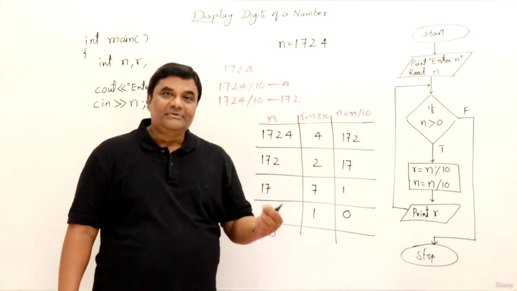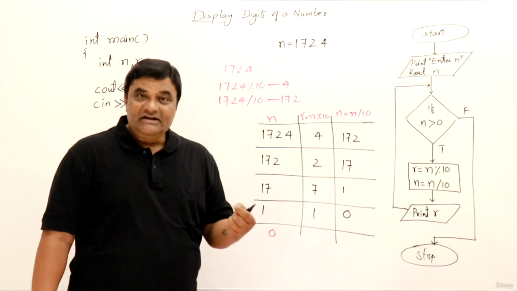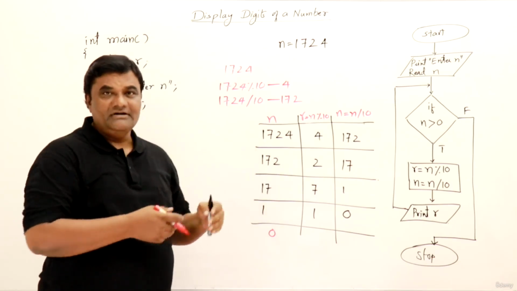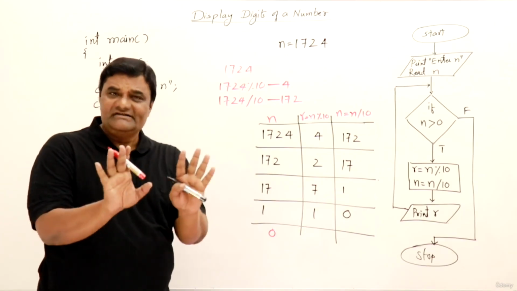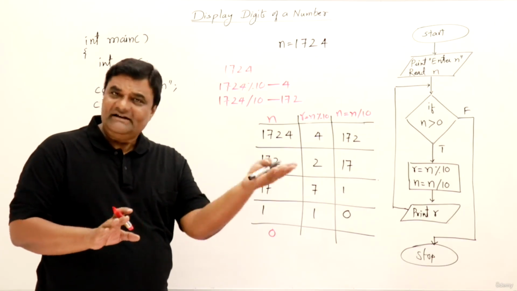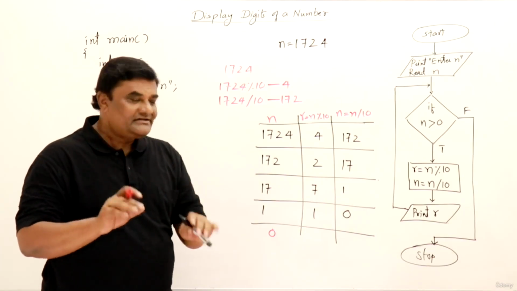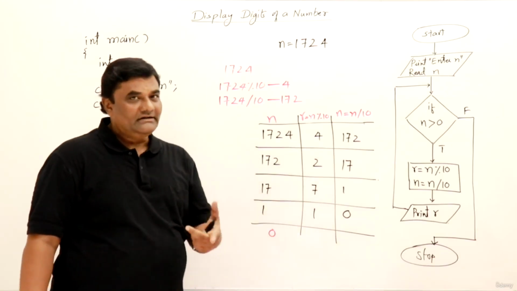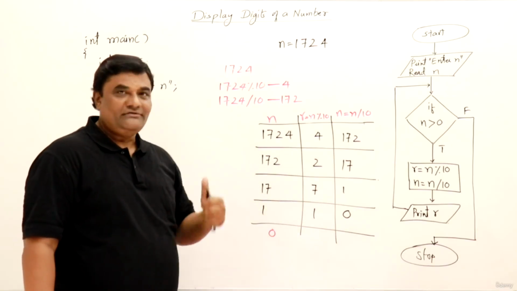So this is how we can perform the steps repeatedly and get the digits from the end of a number, from the right hand side of a number, and display them. We just want the digits, right? From the right side or left side doesn't matter, we want digits. So we got the digits that are 4271. That's it.